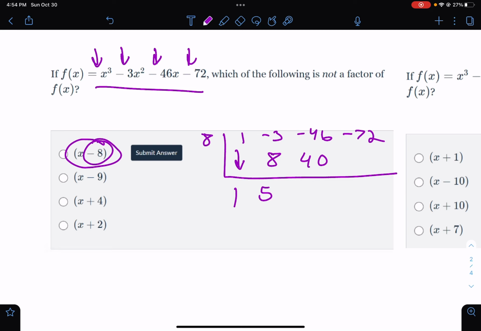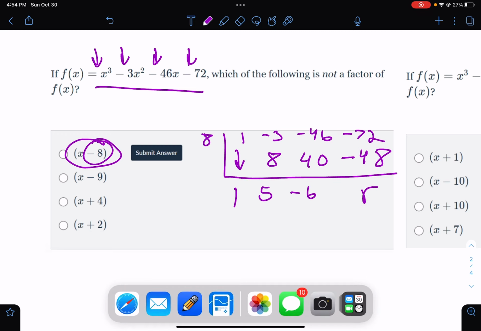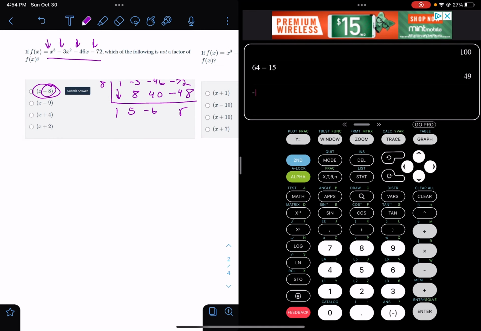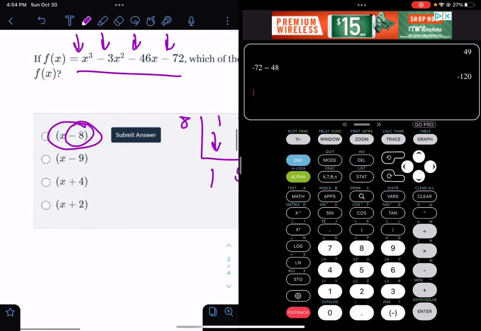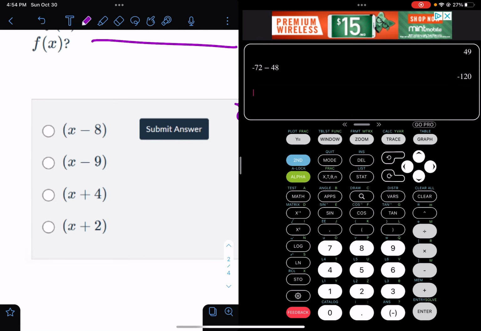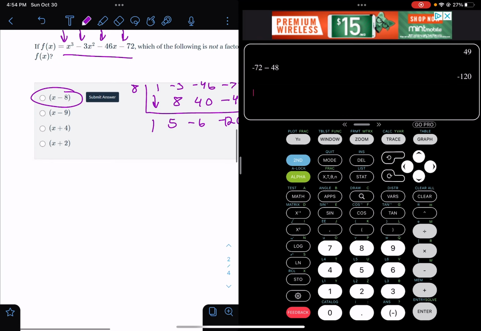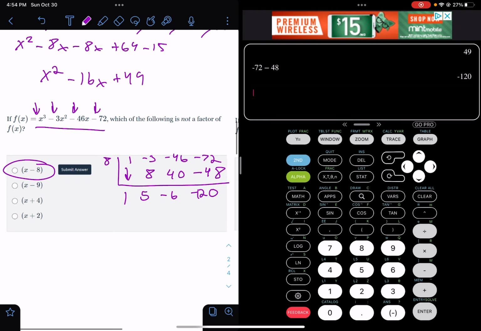-46 plus 40 is going to give us a -6. And 8 times -6 gives us a negative 48, right? So that gives us a remainder here. We could go through -72 minus 48. I don't know, what is that? Basically, it gives us a remainder of -120. So that means that this guy looks like it's probably our answer here, right? There is a remainder with him, so that means that it's not a factor.